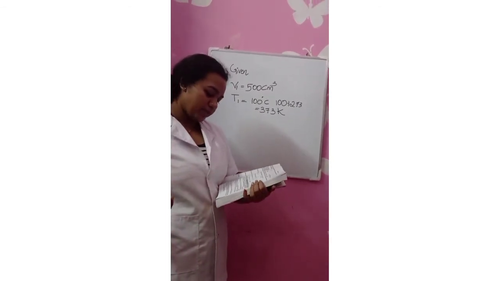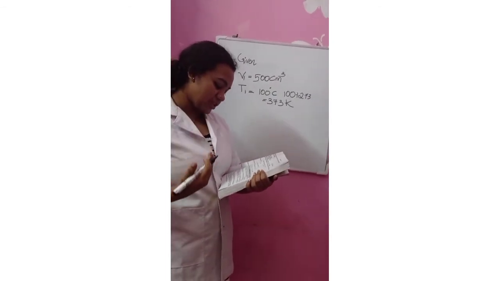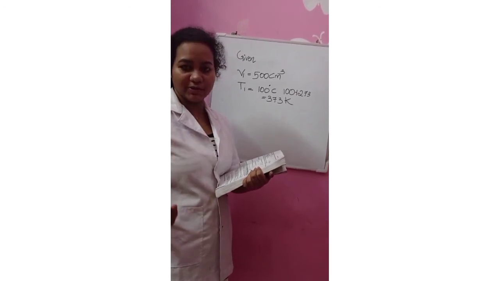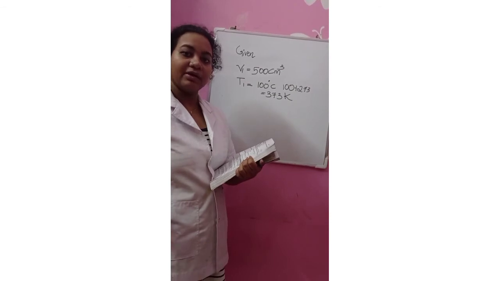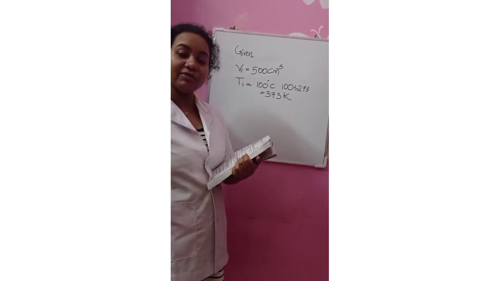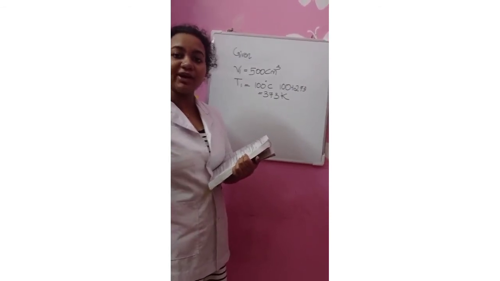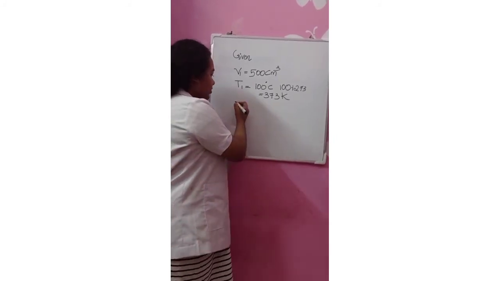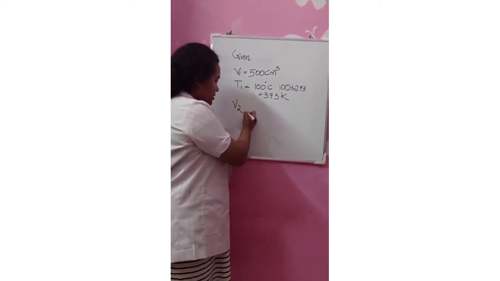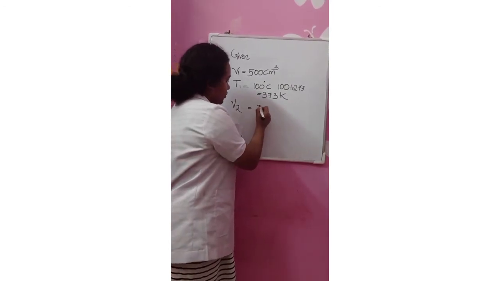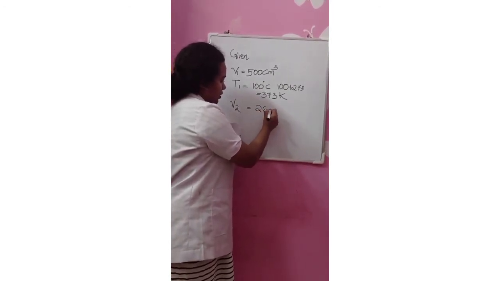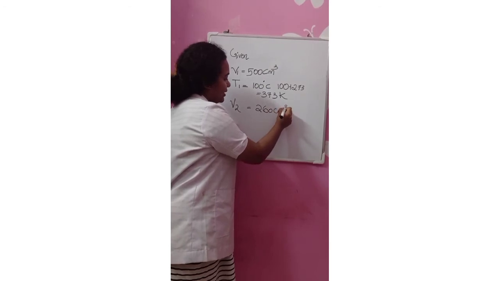So in this problem, we know the volume will become 260 centimeter cube at a certain temperature. We have to find out the final temperature. Here, the final volume is given. We have to identify the final temperature. Final volume given as V2 is 260 centimeter cube. So we have to identify the T2.